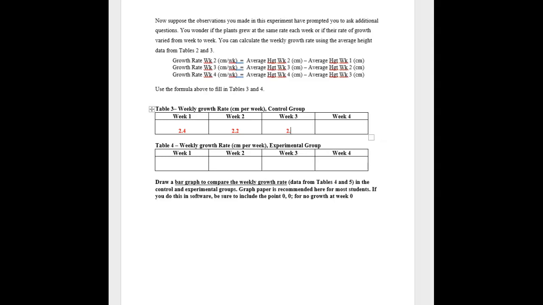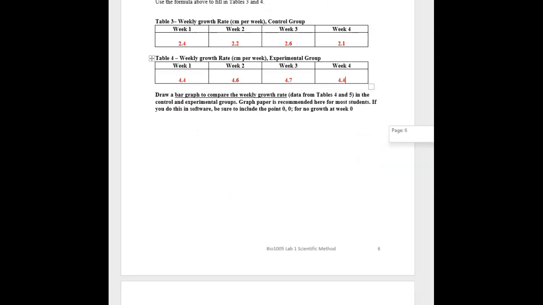Oops, not 26, but 2.6. And week 4 is 2.1. Again, these numbers are coming from tables 1 and 2, and we're just doing some subtraction here to get how much it grew each week instead of the total number. Trying to fit this into a 20-minute movie. So we have 4.4.